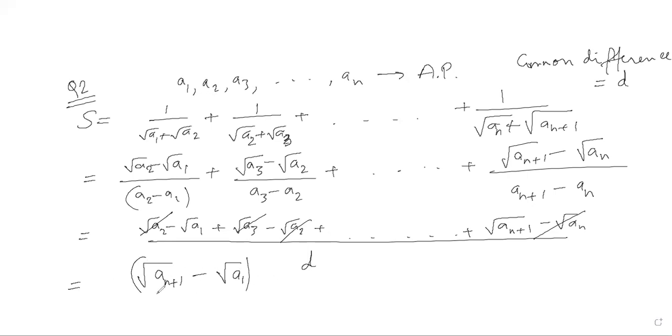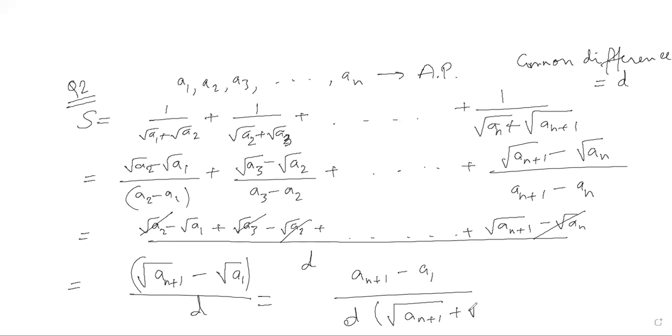Okay, and divided by D. Now if we rationalize this term in the numerator, because the numerator contains two irrational terms, we get An plus 1 minus A1 divided by D, and then in the denominator we will get root of An plus 1 plus root of A1. Now An plus 1 means this is the n plus 1th term of the AP.